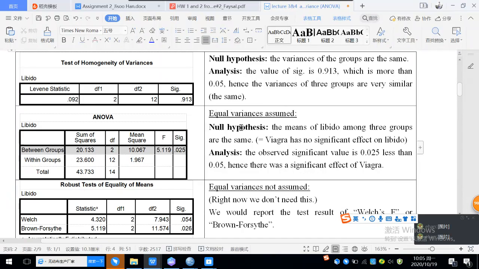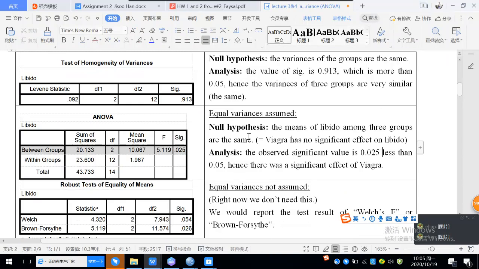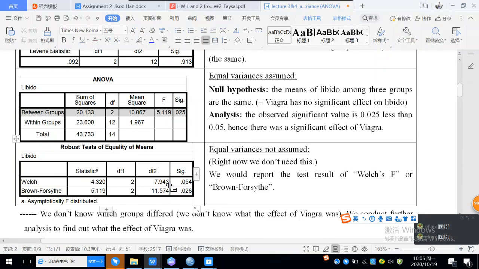So this time equal variance is assumed, so we use this result. If in the test of homogeneity of variance the significance is less than 0.05, which means equal variance is not assumed, then please use this result. Right now we don't use this. Okay? Understand?